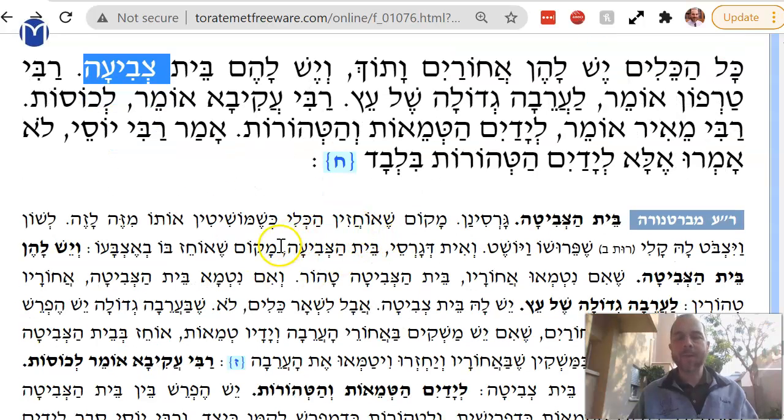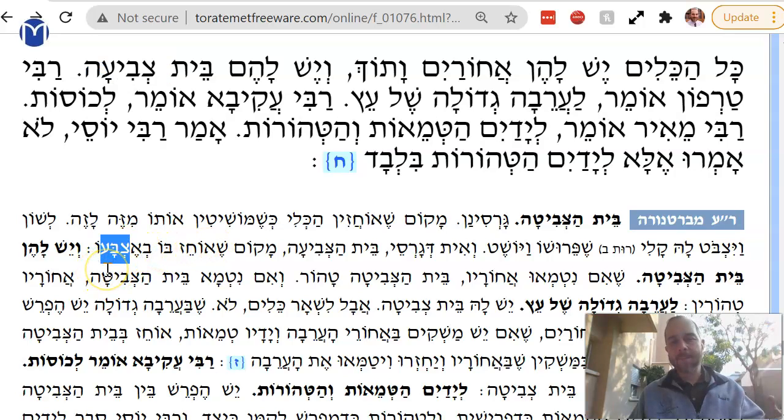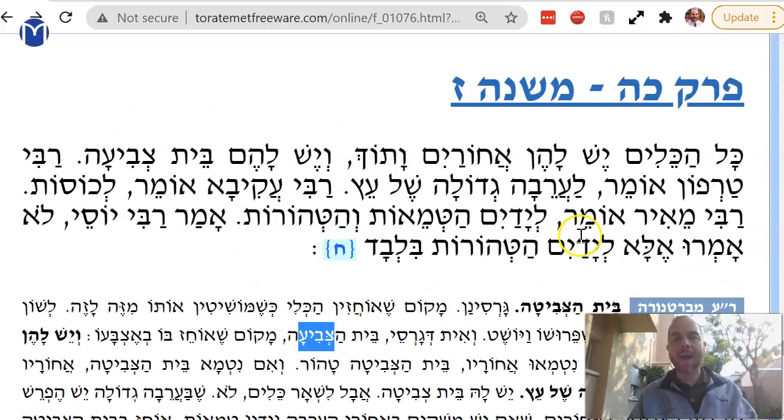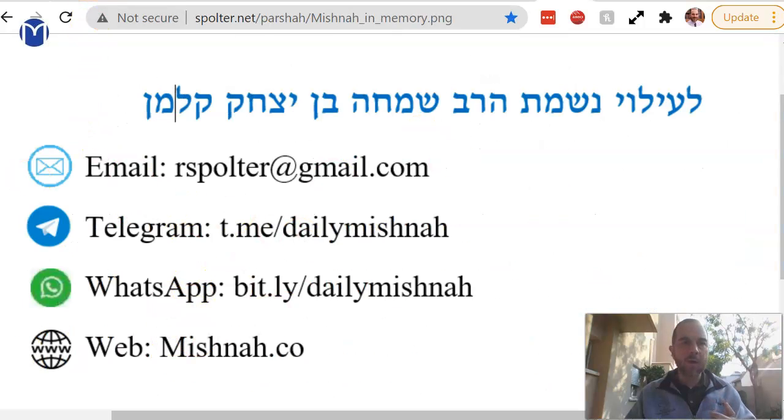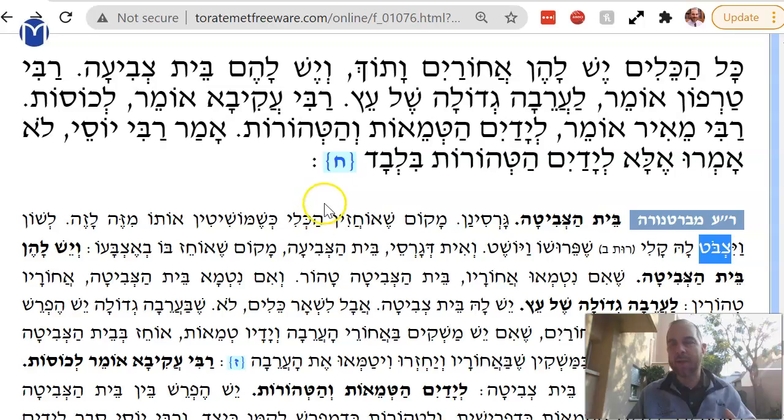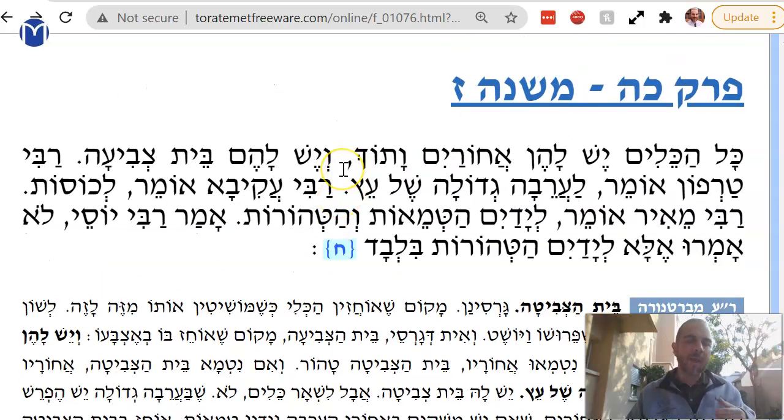Why is it called Beit Tzvitah? Makom she'ochez bo be'etzba'o. See the word etzba? I don't know why we call it Tzvitah, but you see the root, tzadi bet ayin. But the Bartenura says it comes from the language of Vayitzbot la Kali, that Boaz extended to her. You biblical people can WhatsApp me or email me and let me know what the word Tzvitah is. I'm not going to go into it. Nonetheless, everyone knows what we're talking about: it's this indentation in the cup or in the kli.